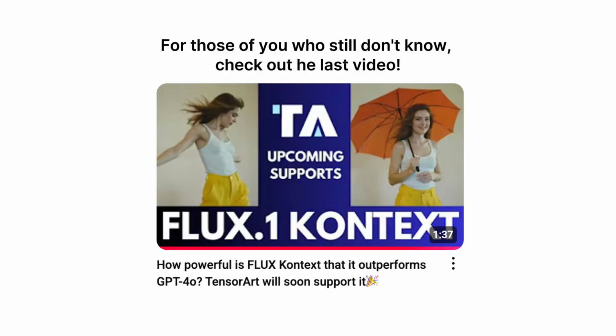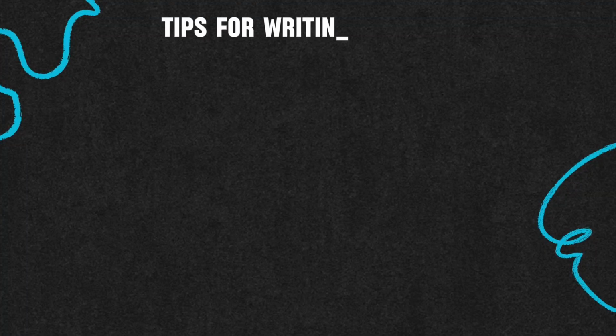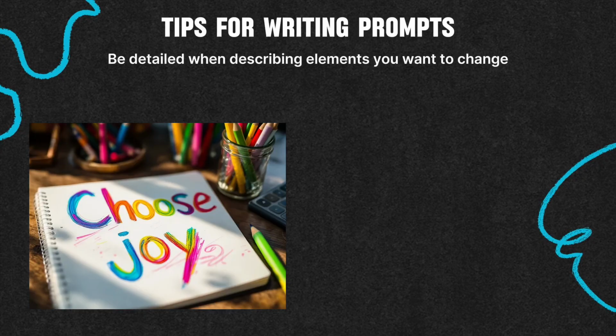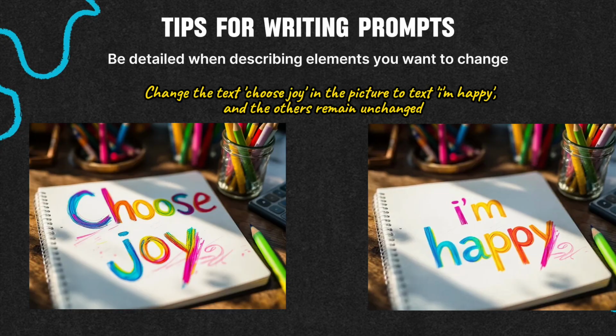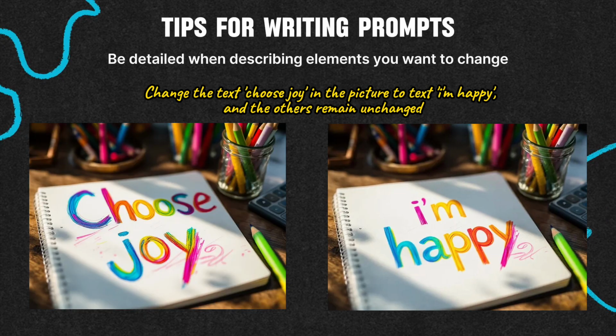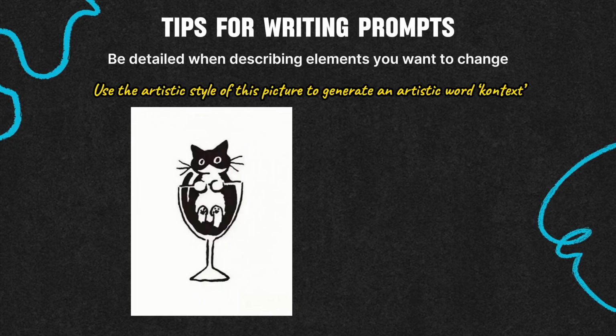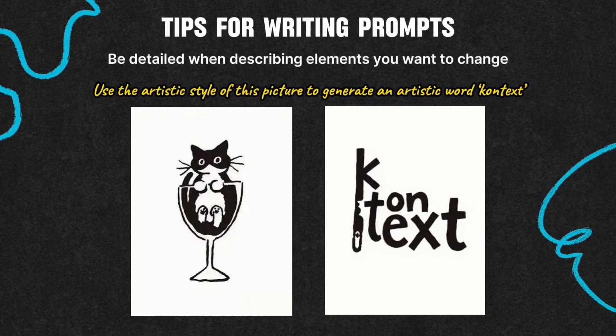Now that you know how powerful this model is and how to use it, how do you craft prompts for the best results? First, be detailed when describing elements you want to change. For example, if you want to replace text, specify both the original and target text clearly. If you want to generate stylized text in the same art style as the image, write something like, "Use the style from the image to create stylized text content in the same aesthetic." You'll get exactly what you want.